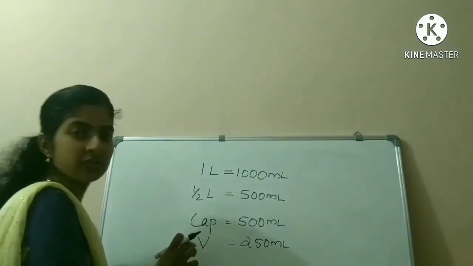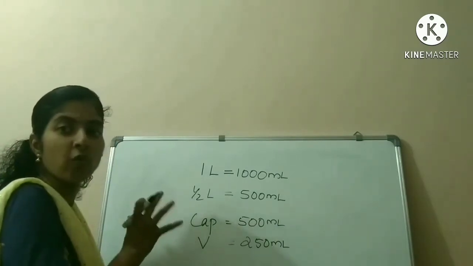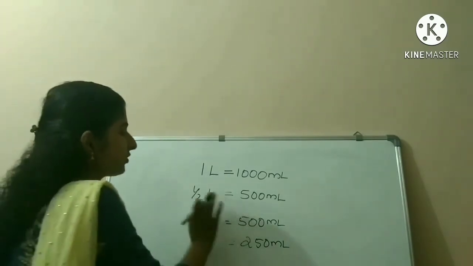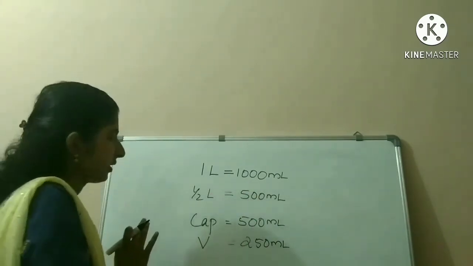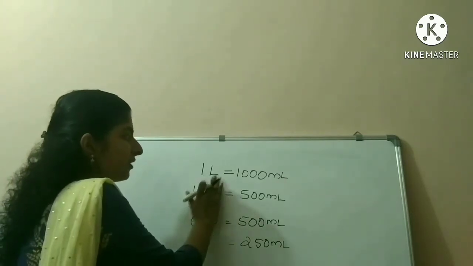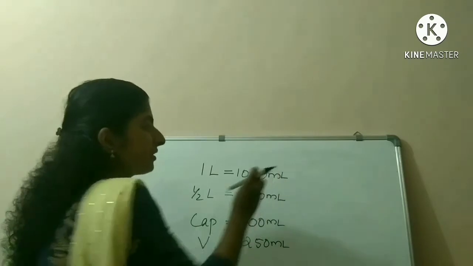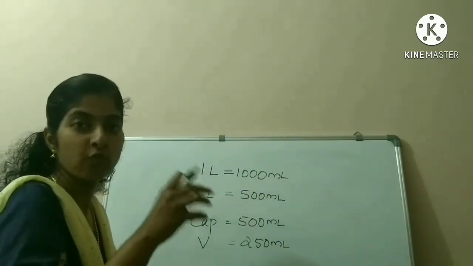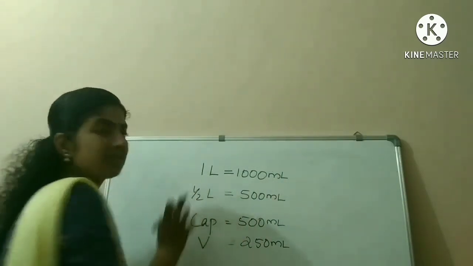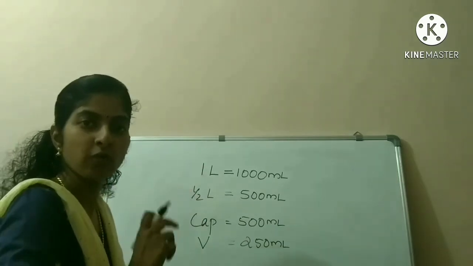See, we can measure volume in liters and milliliters. Milliliter is the smaller unit of volume and liter is the bigger unit of volume.